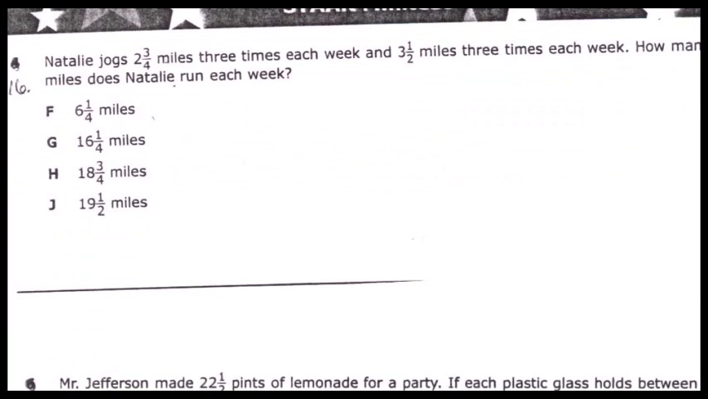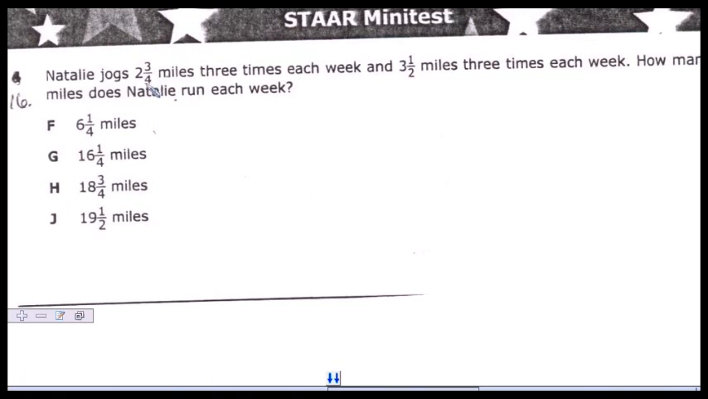Okay, number 16 is about fractions now. Natalie jogs 2 3/4 miles 3 times each week and 3.5 miles 3 times each week. How many miles does Natalie run each week? Okay, so we're talking about multiplying this amount right here times 3, and then multiplying this amount right here times 3, and then you're going to add them together, and that's going to give you your answer.